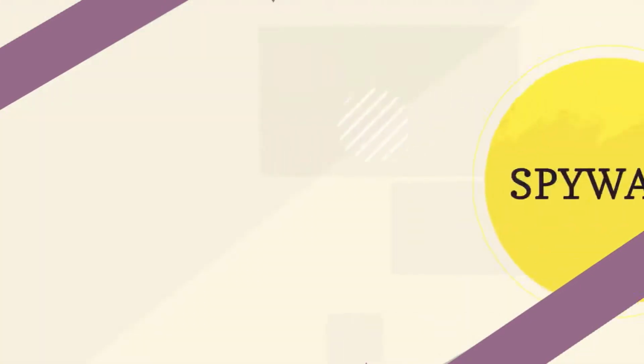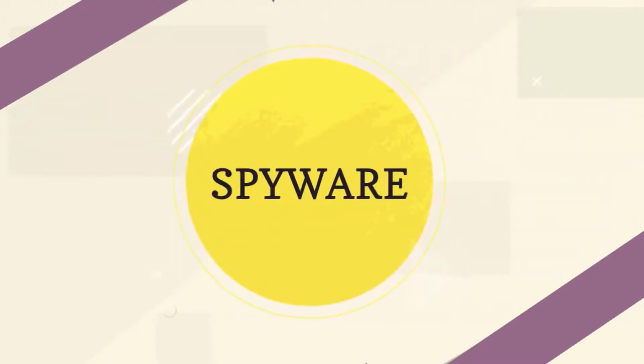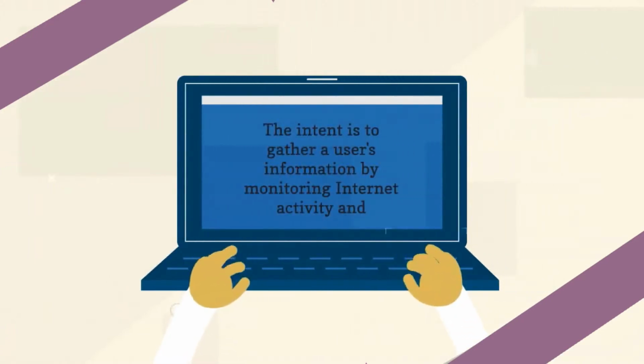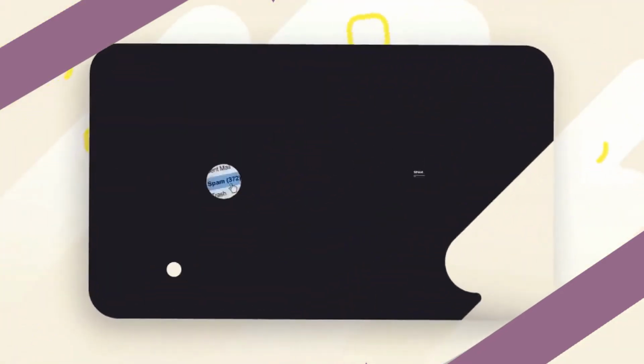Spyware. Spyware usually invades computers through software downloads. Shareware and freeware downloads, in addition to peer-to-peer file sharing, are typical infection points. Like Trojans, spyware can pilfer sensitive information, but is often used as an advertising tool as well. The intent is to gather a user's information by monitoring internet activity and transmitting that to an attacker.